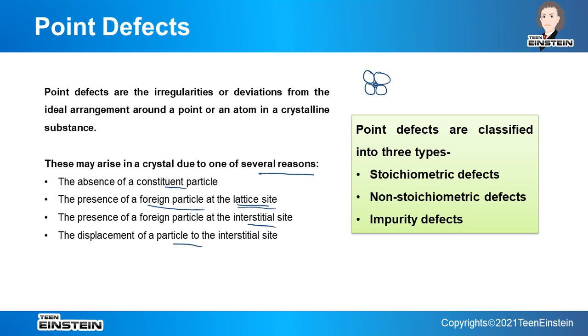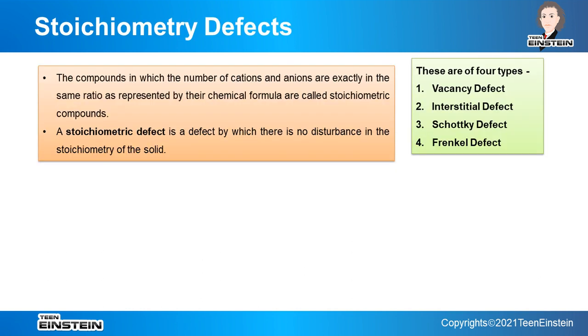So what is a stoichiometric defect? The compounds in which the number of cations and anions are exactly in the same ratio as presented by their chemical formula are called stoichiometric compounds. Suppose we have a compound A2B3. A is the cation, B is the anion, and after defect formation, the ratio of A and B is still 2:3. Before defect formation also 2:3, after defect formation also 2:3.